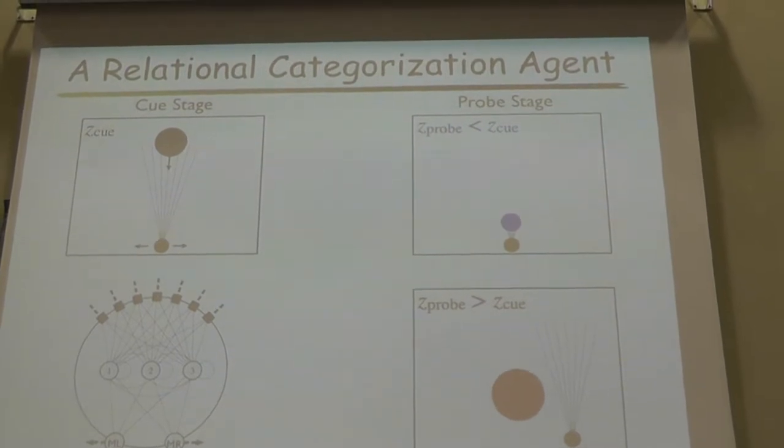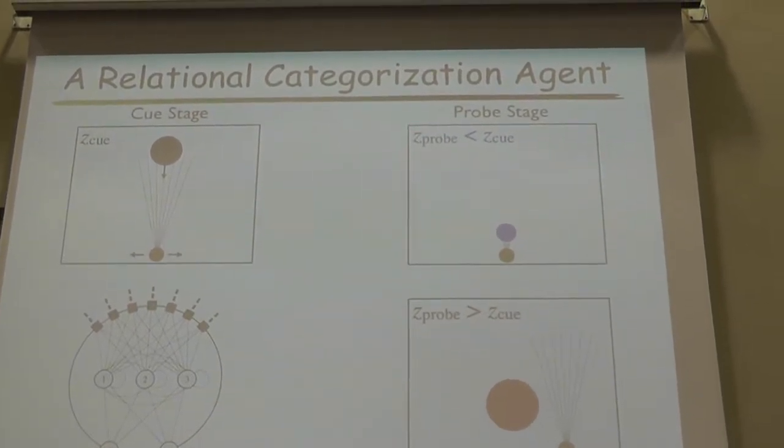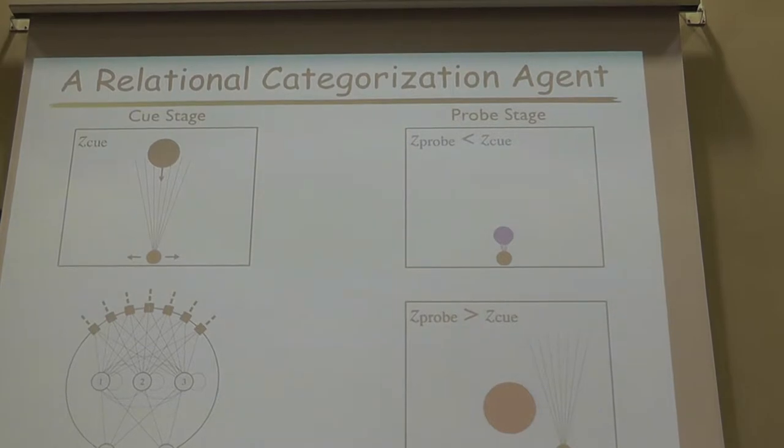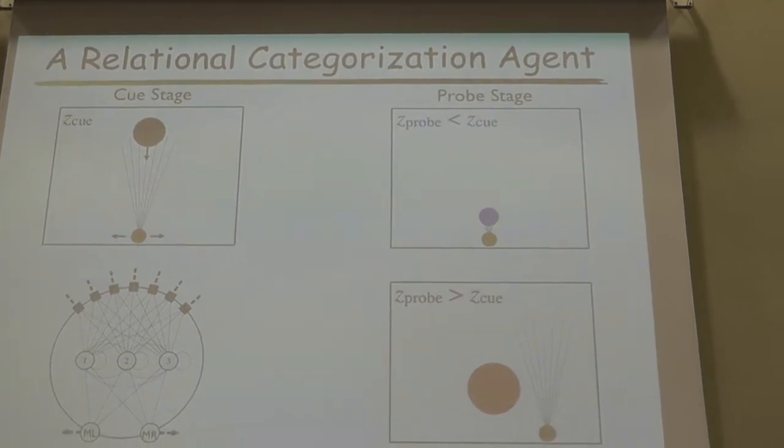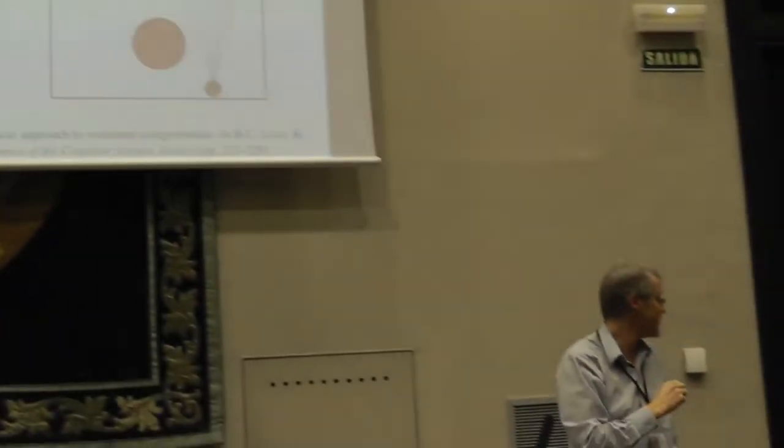So just to very quickly remind you, this agent solves this relational categorization task where we drop one object, a Q object of various sizes. Once that object reaches the agent and is removed from the environment, the second object falls, called a probe object of various sizes, and the task is to catch the second object if it's smaller than the first object, avoid it otherwise. So it's a smaller than relational discrimination.